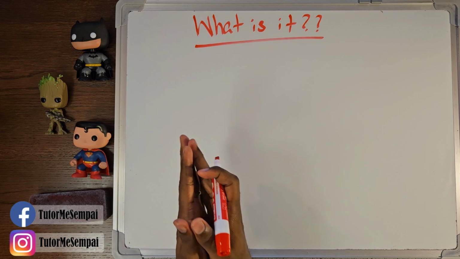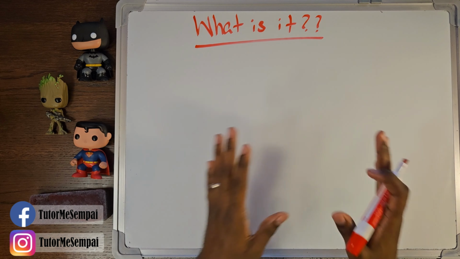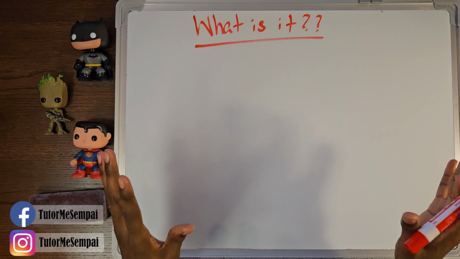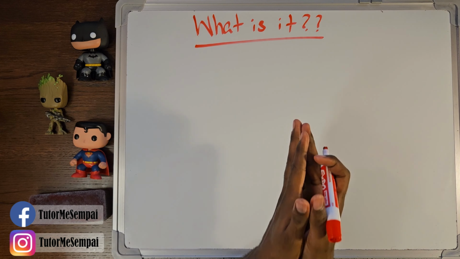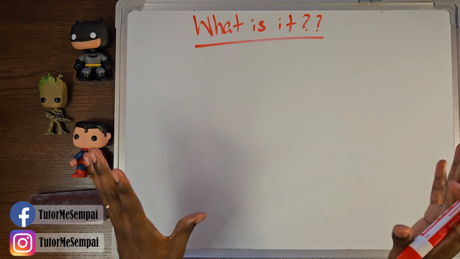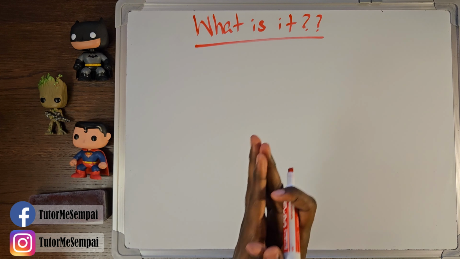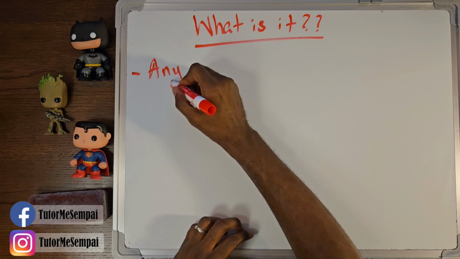Now let's begin with a definition of our coterminal angles. Just like the title of this video suggests, coterminal angles are any 2 angles that have the same terminal side. So if any 2 angles end at the same place, they're considered coterminal angles.